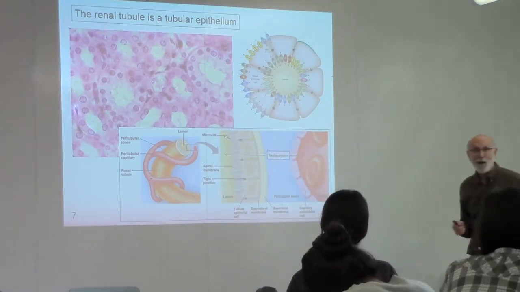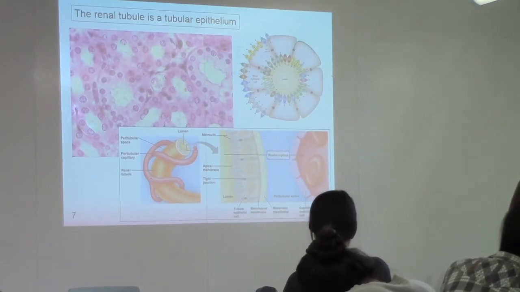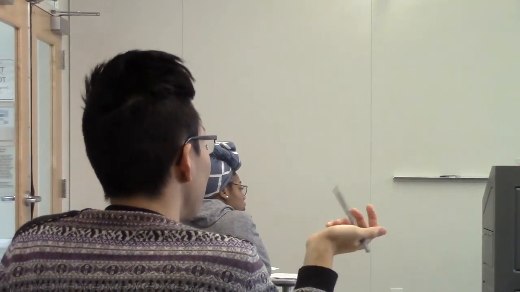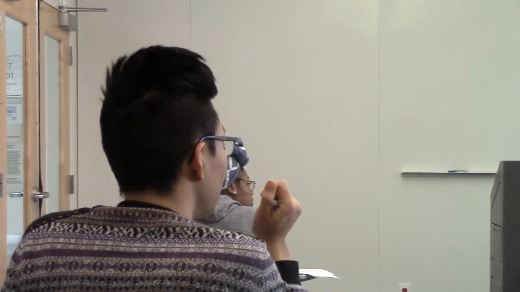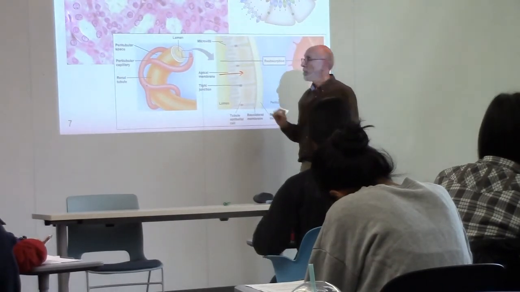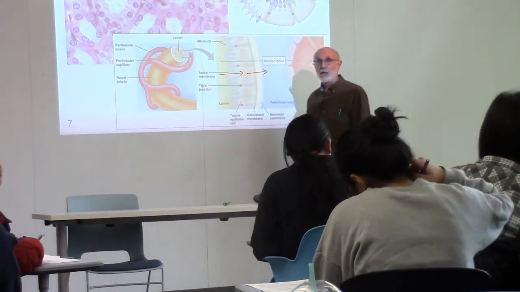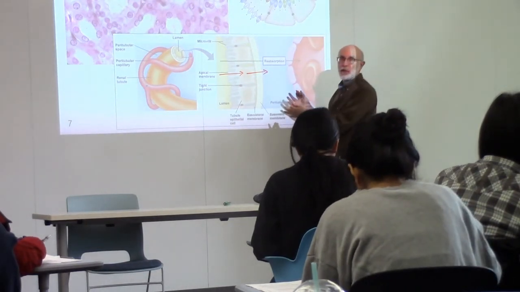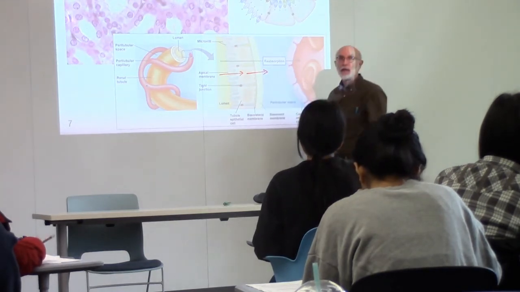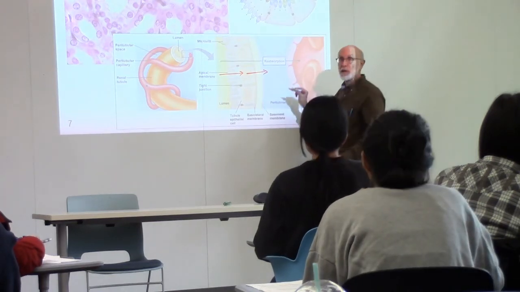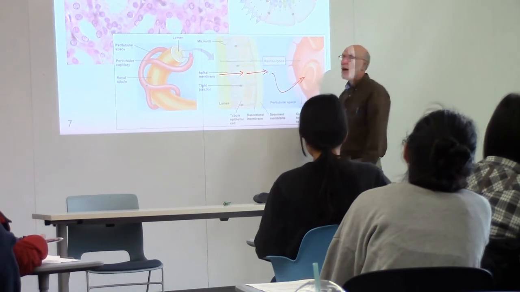Okay, so now with that jargon, Bob? Yeah, when you draw the arrow for transcellular and paracellular, it's like the same arrow, but what's the difference? Transcellular means a solute is being transported through the apical membrane and then transported through the basolateral membrane into the interstitial space, and that's transcellular transport. So this is then paracellular transport.